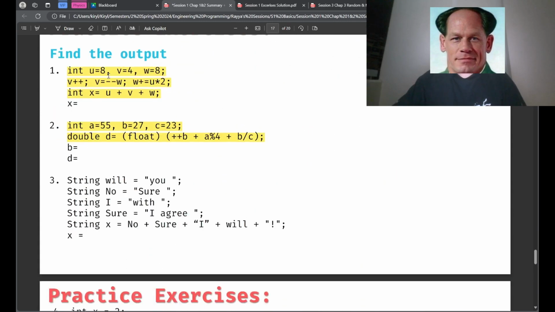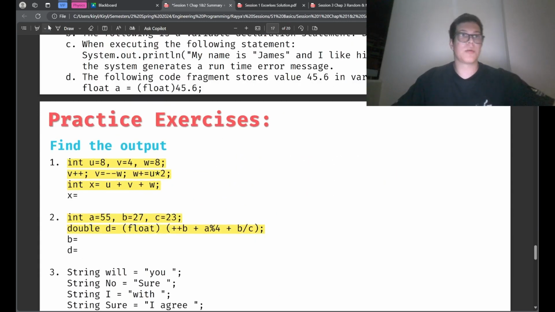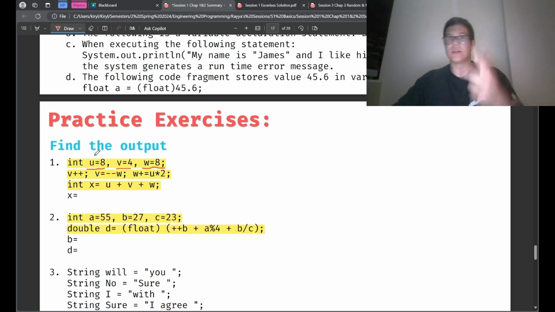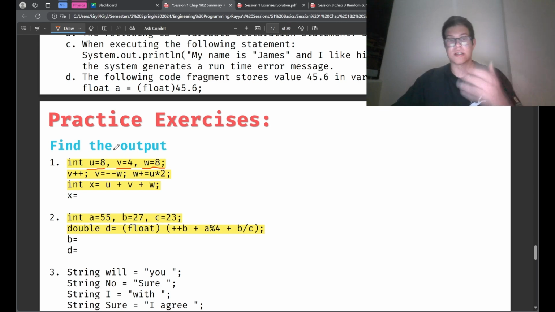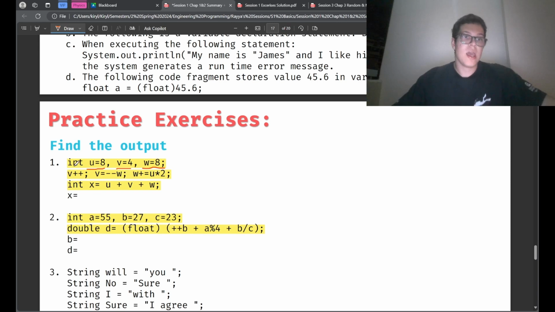Then we have this problem right here. Very similar problem. Again, quick check. We're using all the variables, nothing redundant. Immediately, I've declared and initialized 3 variables. We've given them values. Initialization means we've given a value. Declaration is just we said, hey, this variable exists. So int u is a declaration. Int u equal 8 is a declaration and an initialization.